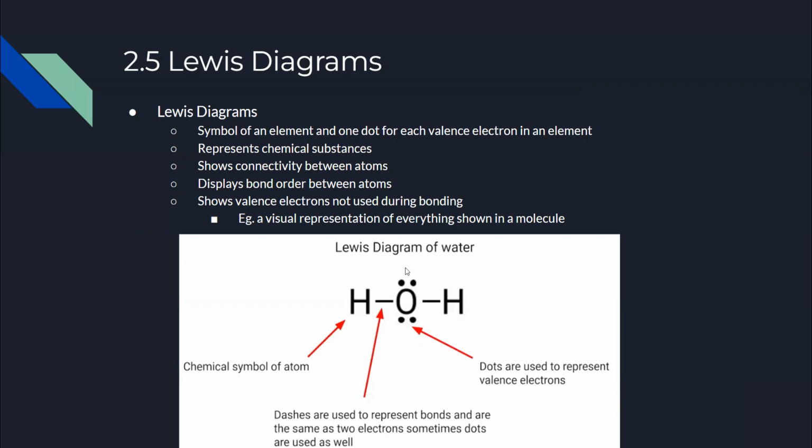So let's see the Lewis diagram of water. H and O are the chemical symbols of the atoms. And you have dashes, which are used to represent the bonds and are the same as two electrons. You could use dots as well in order to do this. And the dots over here are used to represent valence electrons.